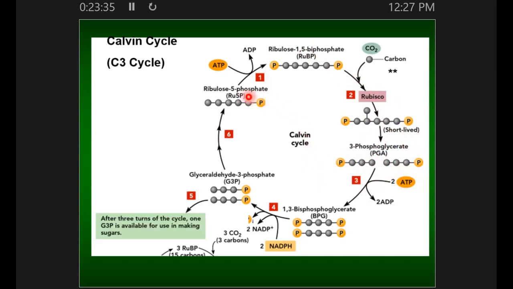Okay, so in that first portion of the Calvin cycle, where you see the CO2 and RuBP reacting, nowhere in there do you see anything that says anything about ATP or NADPH.